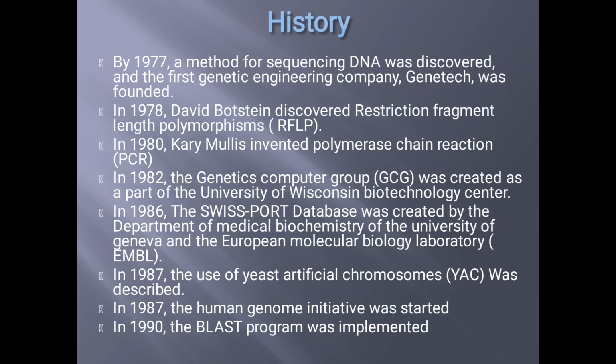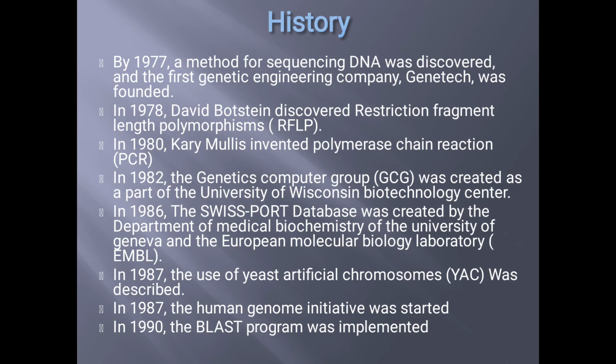In 1977, a method for sequencing DNA was discovered. 1978, restriction fragment length polymorphism was discovered. 1980, PCR was invented by Kary Mullis. In 1982, Genetics Computer Group was created. In 1986, the Swiss-Prot database was created in the Department of Medical Biochemistry of the University of Geneva and the European Molecular Biology Laboratory. 1987, the use of yeast artificial chromosome was described.